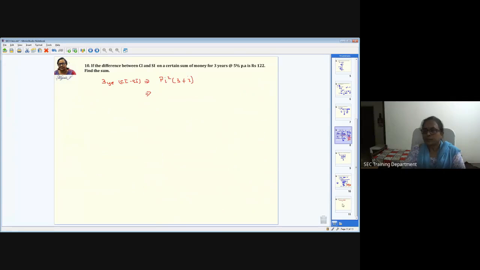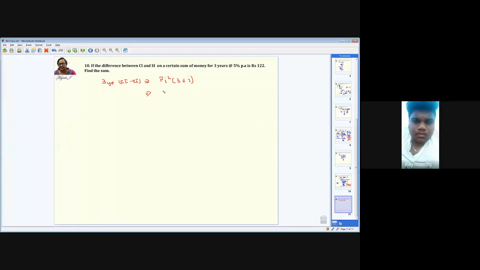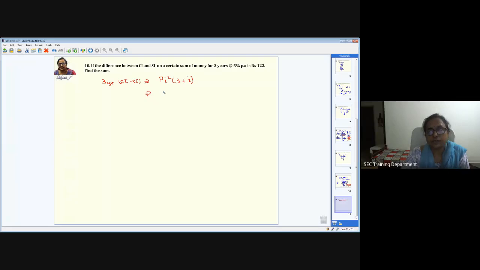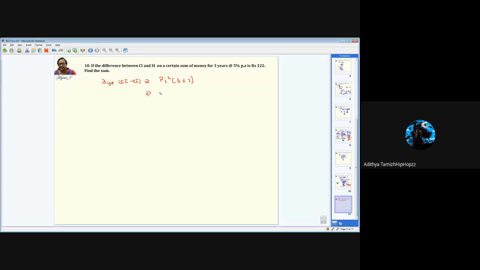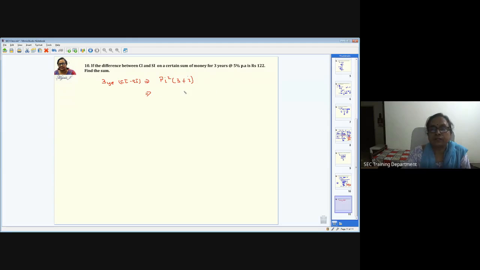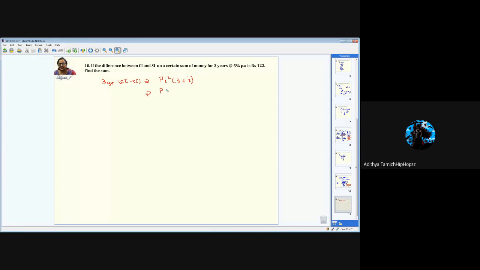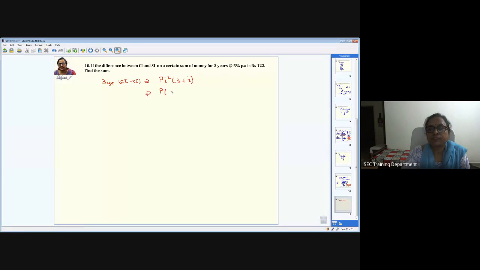Okay. So apply that formula and try to get the answer here. What is this principal? The difference is given, you have to find the sum. So the principal is not given, and the interest is how much? 5%. So 5 by 100 into 5 by 100.